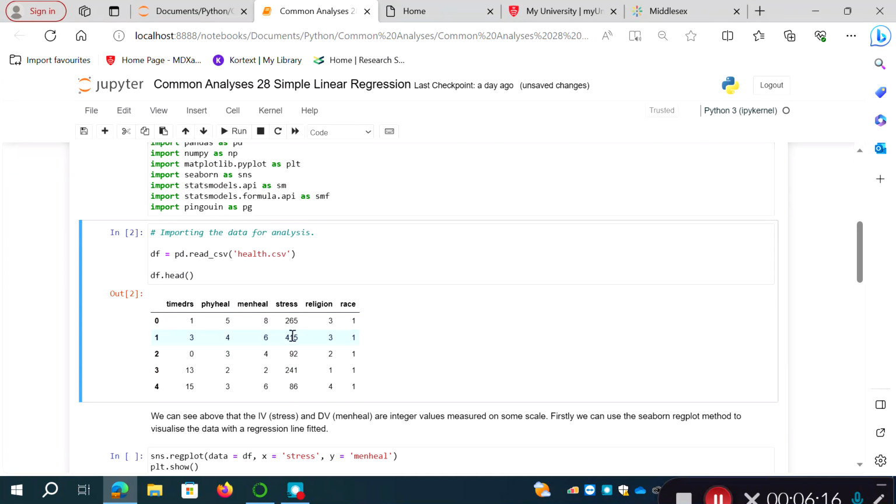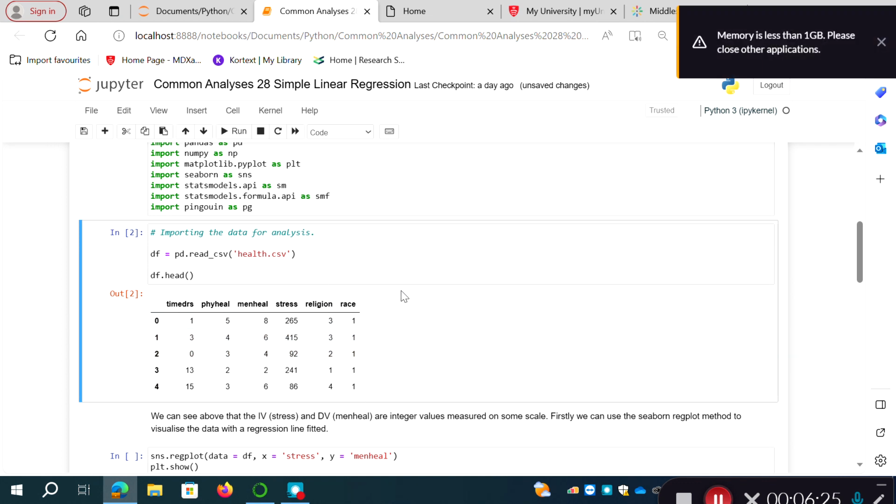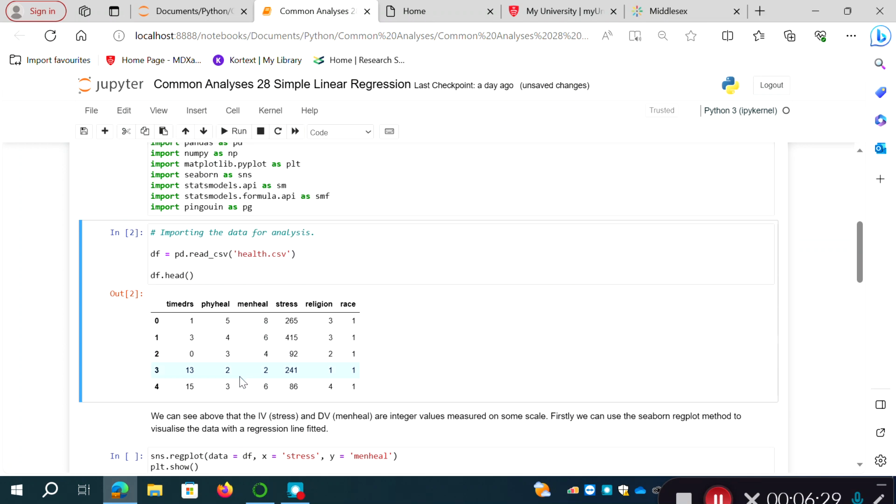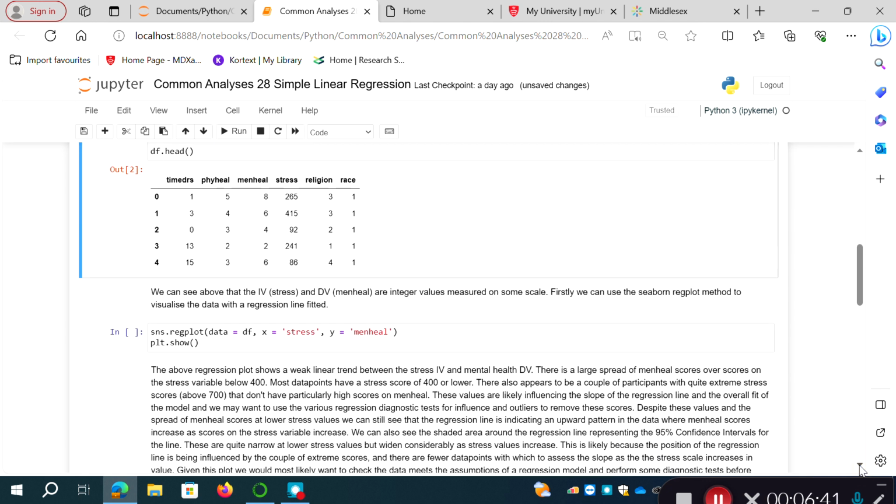Stress, some sort of scale. It's obviously quite a large scale, with scores between 86 and 415. Religion and race, those are categorical variables. We're not going to worry about those. The ones we're interested in for this particular quite simple linear regression are stress, which is our IV, and menheal, which is our DV. And we can see that they both appear to be integer values measured on some sort of scale.